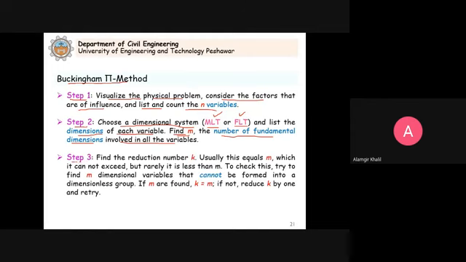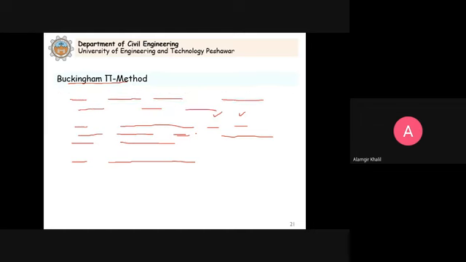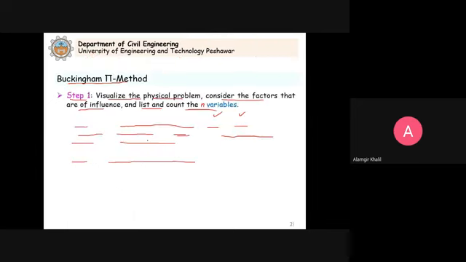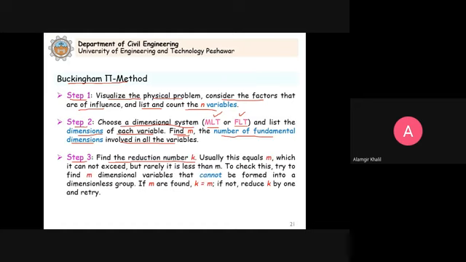In step number 3, we find the reduction number k. This step is given because sometimes, in the problem, what the theorem says is you take n minus m. Fine, in most fluid mechanics problems this is okay. But there are rare cases where this k, it is usually equal to m. It cannot be more than m, but very rarely it is less than m. I will give an example if time is available, so you will see why we need to calculate the reduction number k.